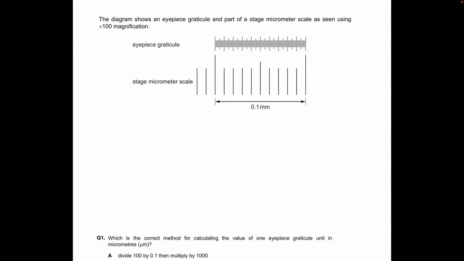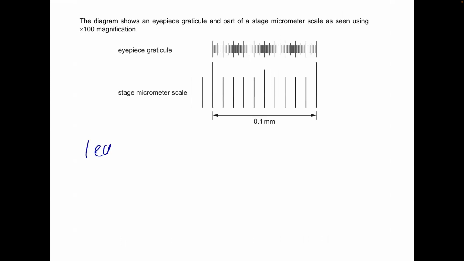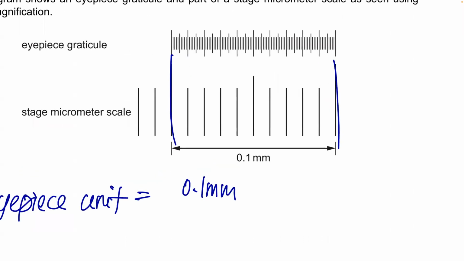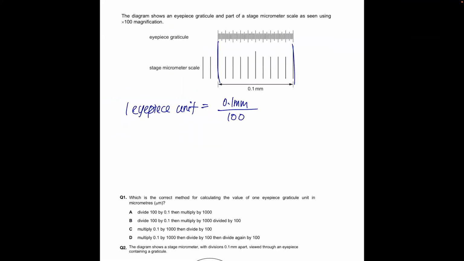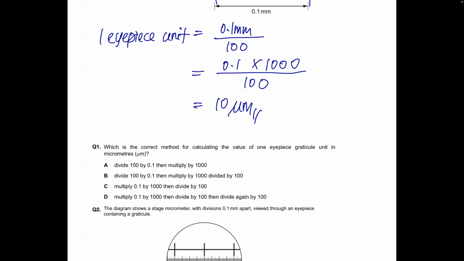Let's have a look here. For one eyepiece reticle unit, how many units? Here this is 0.1 millimeter. That corresponds to how many eyepiece reticle units? 100, because it happens to span the entire length, so you just divide by 100. Of course, if you want to convert that into micrometer scale, from millimeter to micrometer, you times 1,000, and you divide by 100. So one eyepiece unit equals 10 micrometer here. So the answer would be C, because what you did was multiply by 1,000 and divide by 100. That was how we obtained the length of one eyepiece reticle unit.